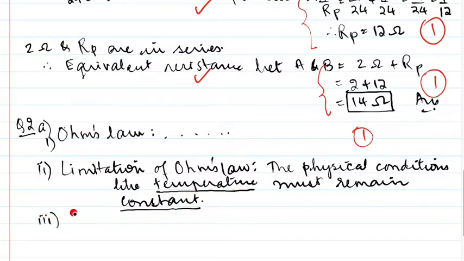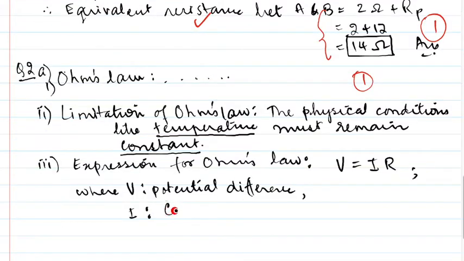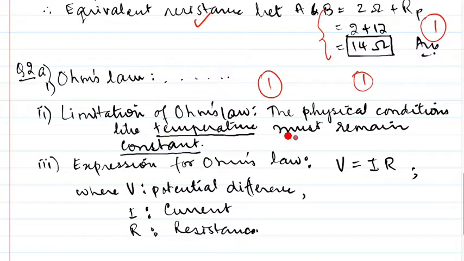The third one says write the expression for Ohm's law, and the expression for Ohm's law is going to be written, we will say V is equal to IR. But this is not enough. You have to write over here where V is the potential difference, I is the current in the circuit, and R is the resistance.